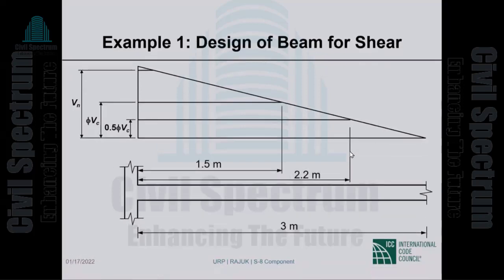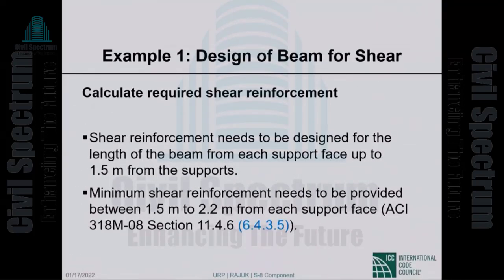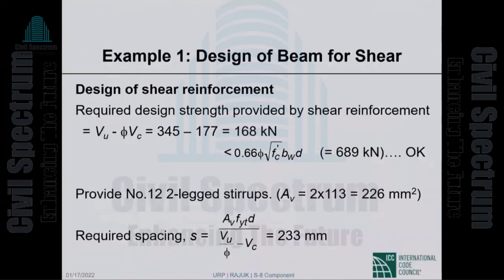Okay, so now we have our entire picture. So shear reinforcement needs to be designed for the length of the beam from each support face up to 1.5 meters from the supports. Minimum shear reinforcement needs to be provided between 1.5 meters and 2.2 meters from each support face. Beyond that, we don't even need the minimum.